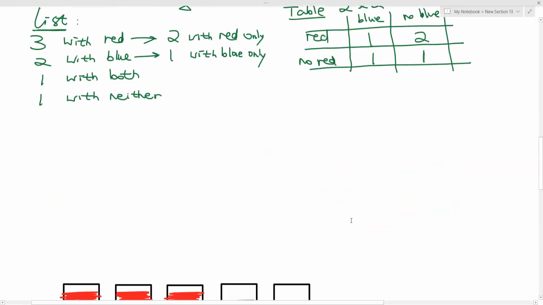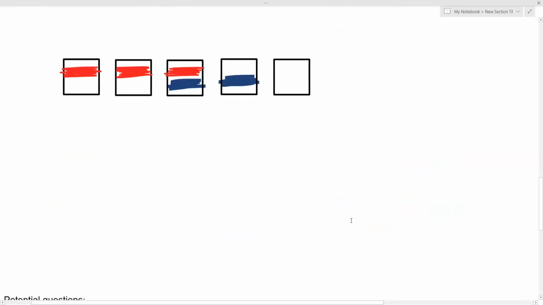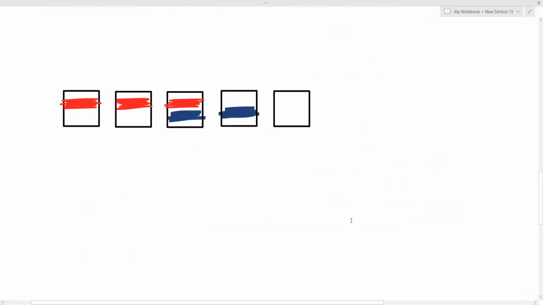And now let's look at how we can use Venn diagram to illustrate the same 5 boxes. Okay, so these are the same 5 boxes that I just copied and pasted to this new page. And let's see what we can do here.